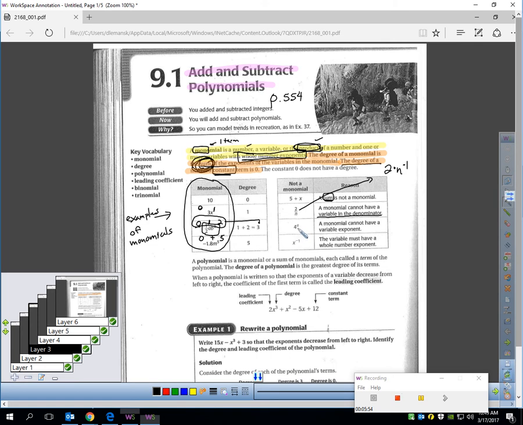4 to the a power. That's not a monomial because a is not a whole number. I've got to have whole number exponents. So this is not a monomial.